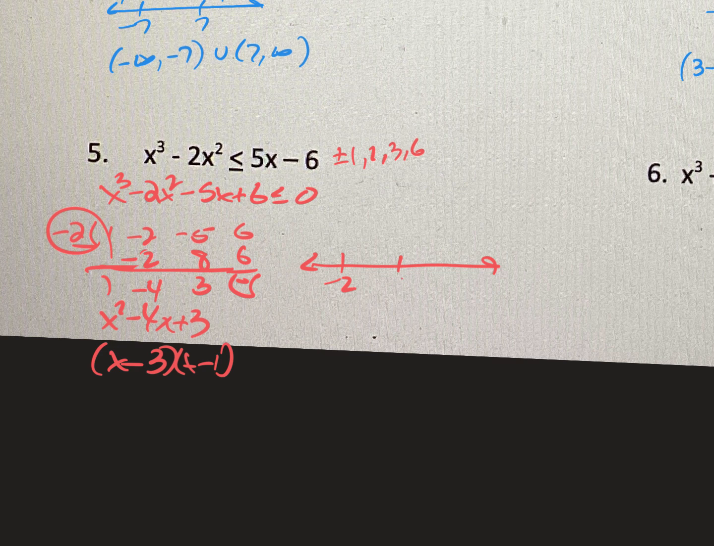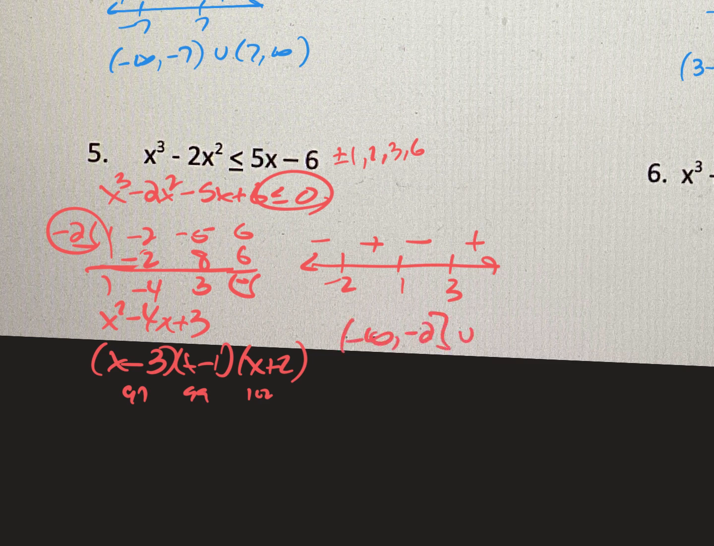I've got 1 at +1 and 1 at +3. I'm going to go ahead and put the x plus 2 down here and plug in 100. That'd be +97, 99, 102. If I multiply 3 positive numbers together, I get a positive, so it's plus, minus. Because it's less than 0, I'm looking for the negatives. One negative is between -infinity and -2 with a bracket. The other one is between 1 and 3 with brackets because there's an equal sign in that problem.